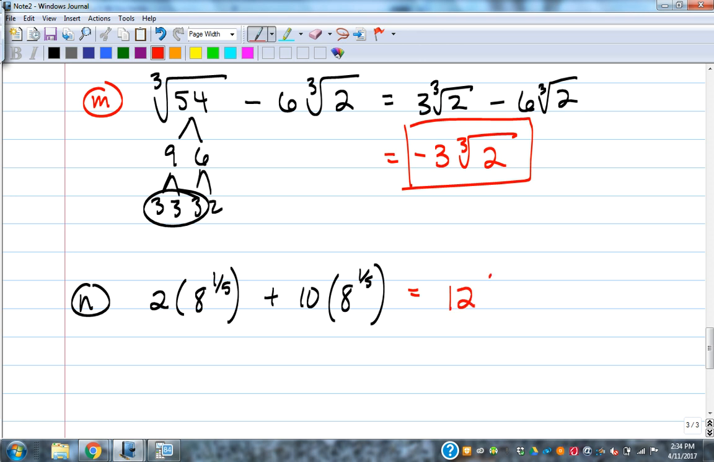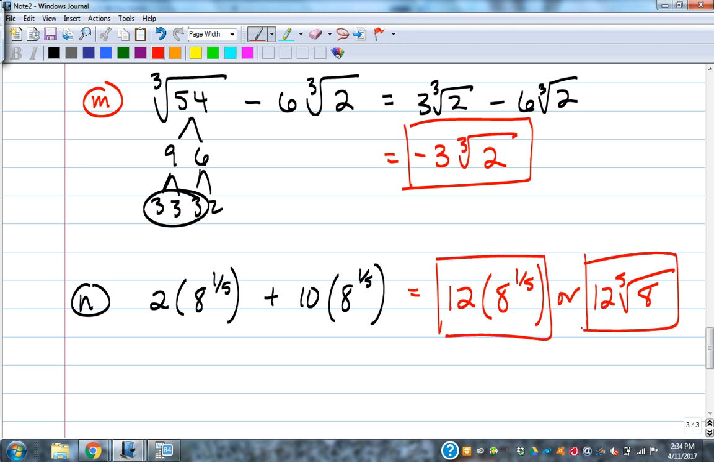12, 8 to the 1/5. I would be fine if you wrote it like this, if it felt more comfortable to do that. The fifth root of 8. Either of those would be acceptable answers for me. If you had a multiple choice type option, know that both of those are possible. They may write it as 1/5 power, but the answers may also be written as the fifth root. So be able to bounce back and forth between those two.